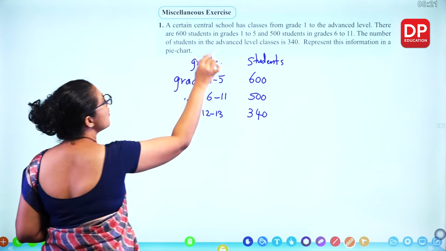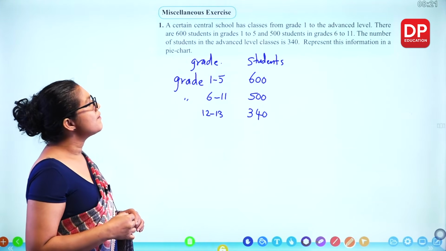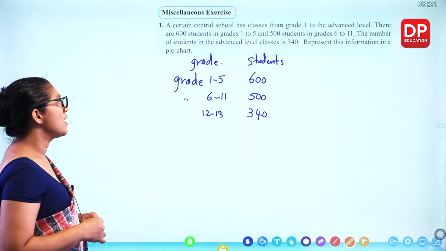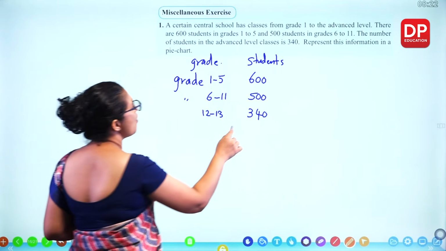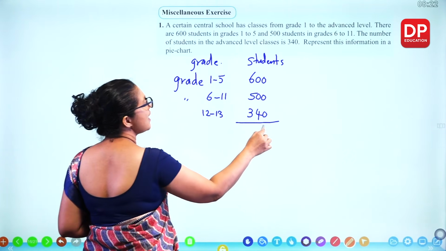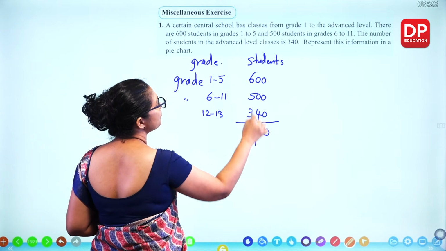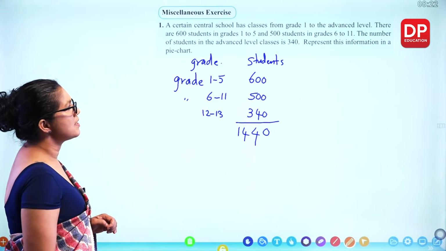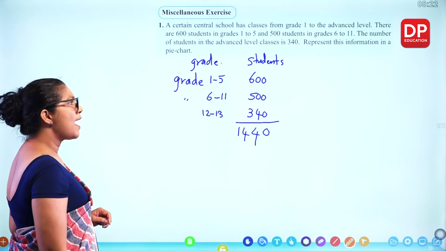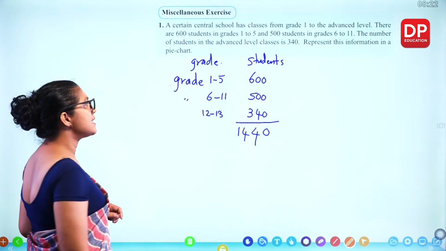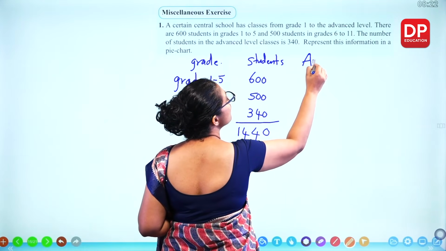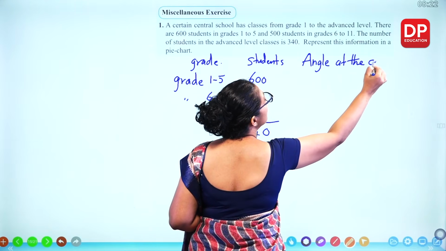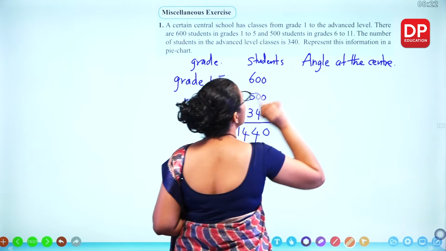So we can write down this table using the given information. Represent this information in a pie chart. So here altogether, how many students are there? We can add it. 1,440 students are there. Now, how can we find out the angle at the center? So we need to find out the angle at the center. So how can we find out?